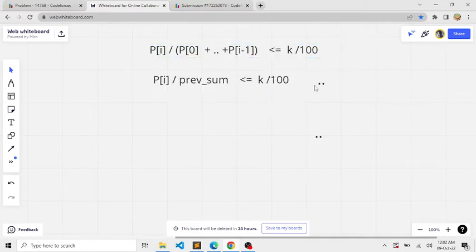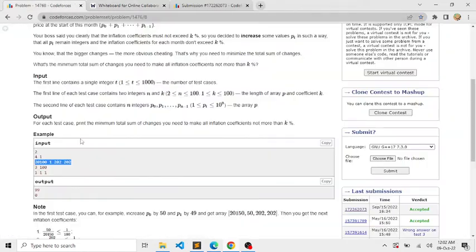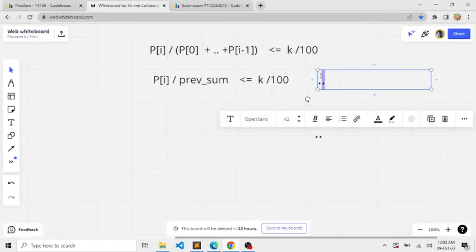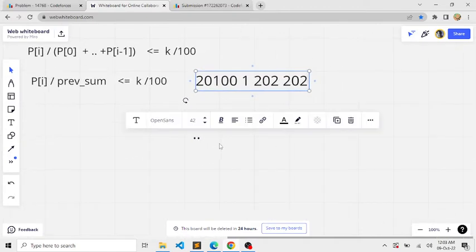Okay, and I'll take this example over here, which we'll try to solve now. Okay, good.